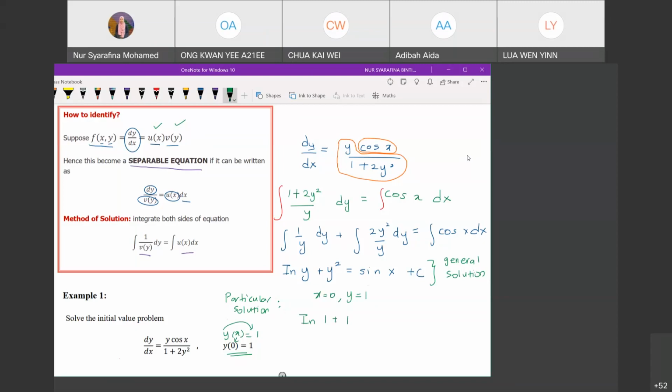Y is 1, x is 0, then you can find c, where c here equals to 1. So the particular solution should be ln y plus y squared equals to sin x plus 1. So this is how you solve separable equation. Is that clear, everyone? Clear. Okay. Anyone has question? Very easy, right?